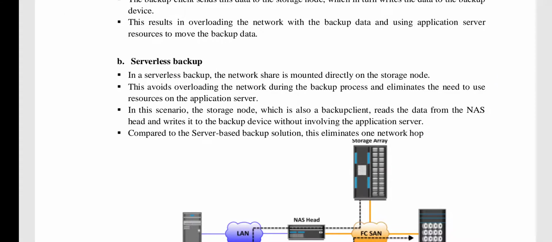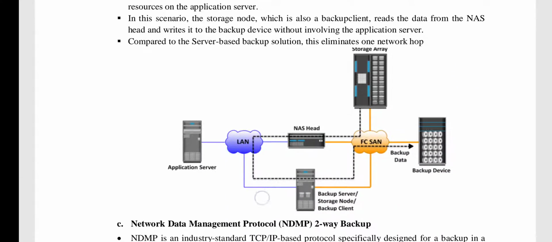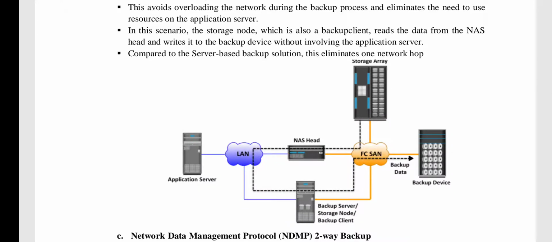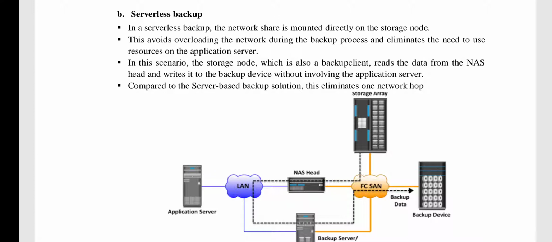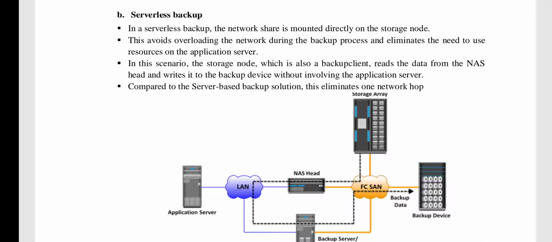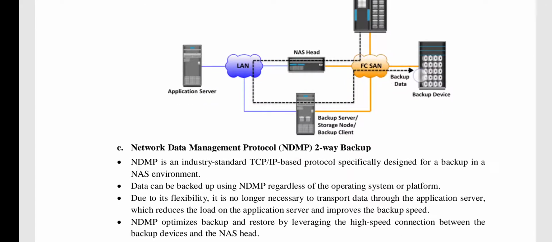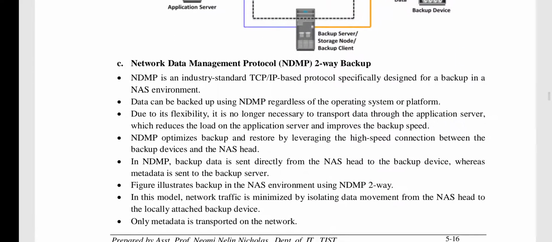Okay, then serverless backup, here we find that the backup server, storage node and the backup client are on the same unit. Okay, the application server is a different entity. Okay, so again in this scenario the storage node is also a backup client, reads data from the NAS head, and that is getting it from the storage array itself, and writes it to the backup device without involving the application server. So the NAS head gets the information from the storage array, passes it not to the application server, it goes to the backup client and then to the backup device, okay, to the FC SAN. Okay, then next is, that is serverless.